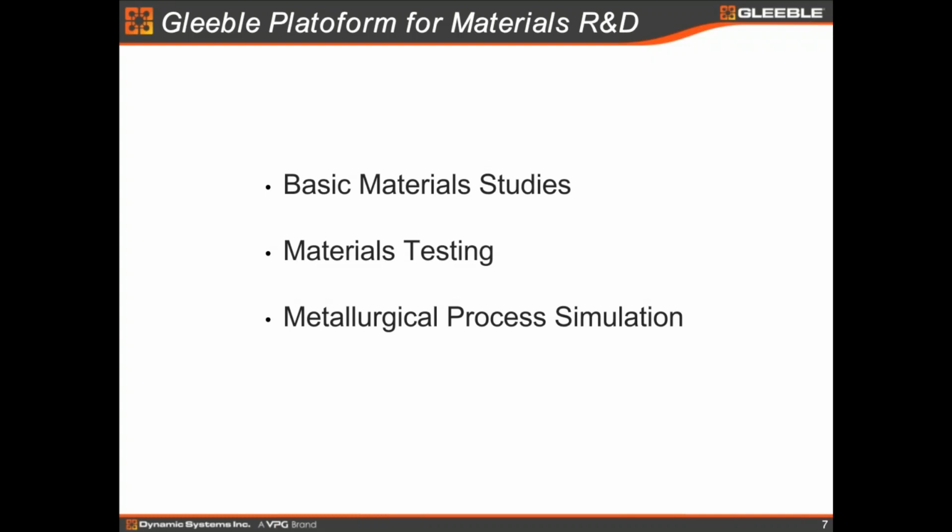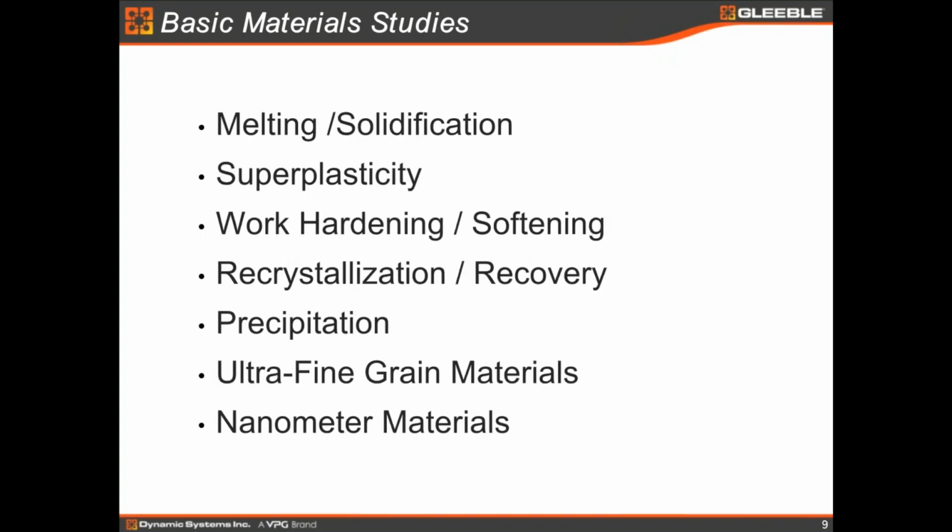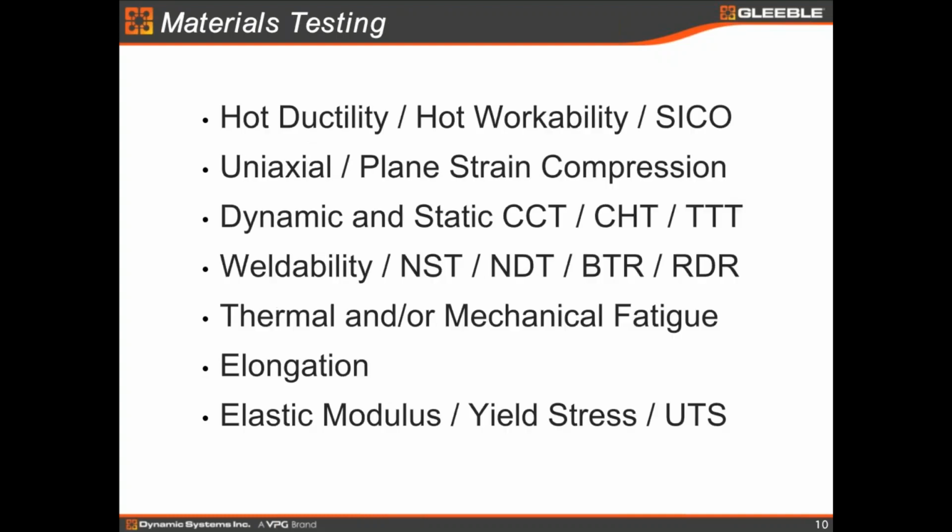We'll show you some of the things that people are studying using the Gleeble, such as phase transformation, oxidation, liquid metal. I'm not going to go through all of this. If you need it, you can come make a copy of this. But again, these are all very basic material studies that you can do using the Gleeble, like melting, superplasticity, hardening, softening, crystallization, recovery, precipitation, even ultra-fine grain materials, as well as nanometer materials.